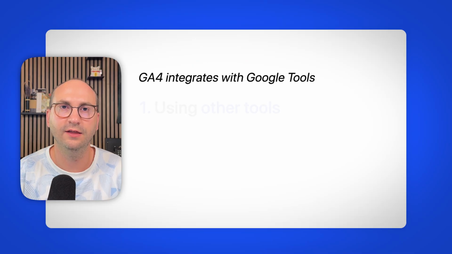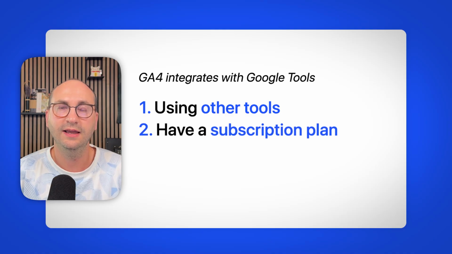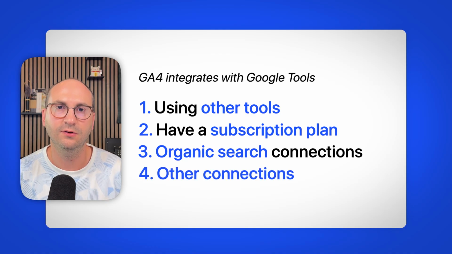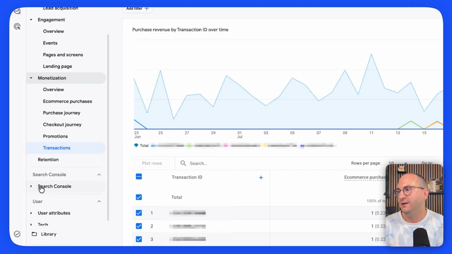So if you're using other tools, if you have a subscription plan, if you are looking at your organic search or any number of other connections, you can pull that data and those reports into the tool. If it's connected to the tool, you can also then use it in other places like a BigQuery export or into a Looker Studio. But the bonus I want to look at here is the Search Console.